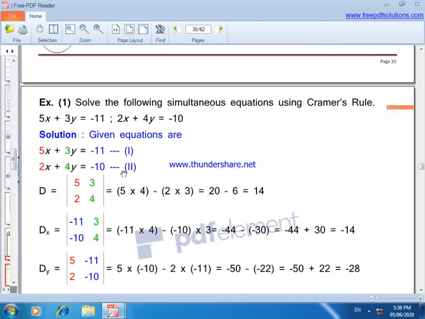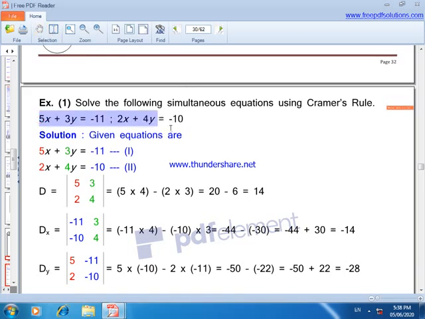Now see some solved examples by Cramer's rule. Here the first example is 5x plus 3y is equal to minus 11, 2x plus 4y is equal to minus 10.